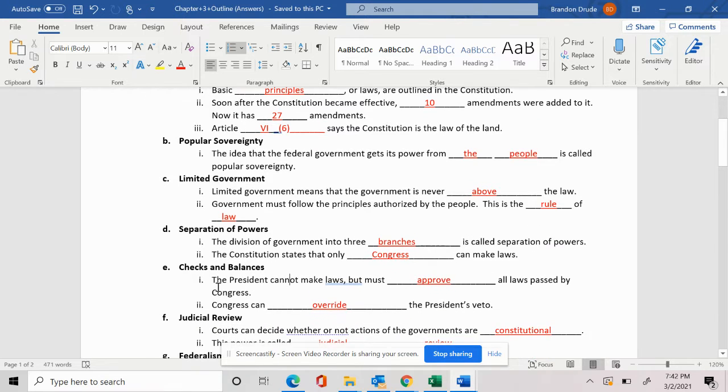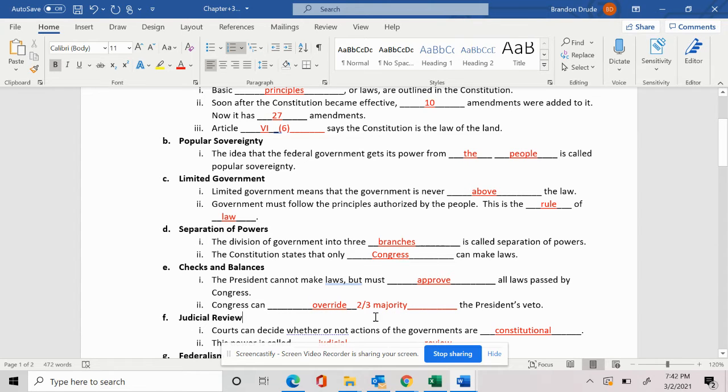However, Congress has a check on the president. Let's say there's a law that Congress really, really wants passed, and they disagree with what the president says. Well, Congress can overrule them. If you get, and I'm going to type it in here, a 2/3 majority in Congress, a presidential veto can be overridden. That means it would be passed.